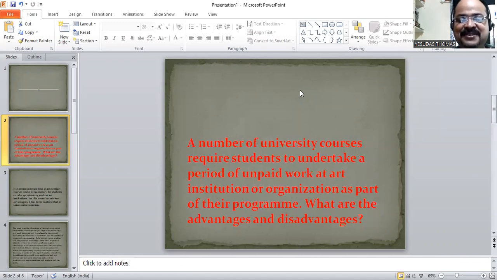Today we are going to discuss this particular question. A number of university courses require students to undertake a period of unpaid work at an institution or organization as part of their program. What are the advantages and disadvantages? So this was a recently asked question in the real IELTS examination, and it was reported from Hong Kong.